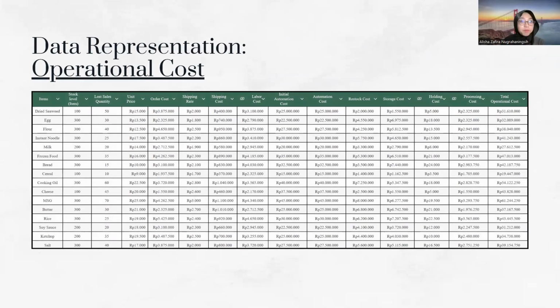Hello everyone. My name is Alisha Zafira Nugrahaningsih. Here I will present the data representation of the operational cost. After we find the data representation that includes the item, stock level, lost sale quantities, and also unit price that I obtained from the market price on the internet, I can calculate the total operational cost by calculating the total of order cost, shipping cost, labor cost, automation cost, restock cost, storage cost, holding cost, and also processing cost.